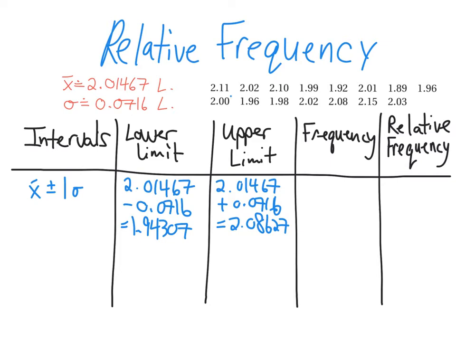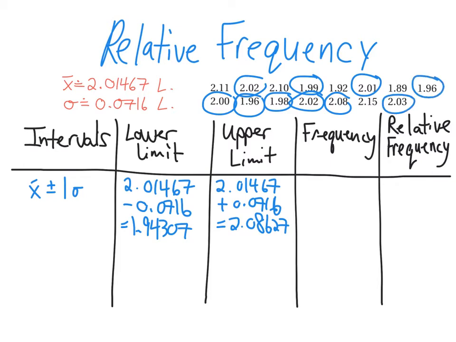So 2 is in the interval, 2.0, 1.96, 1.98, 2.02, 1.9, 1.92 is lower than the limit, so it's not included. 2.08's included, 2.01's included, 2.15 is larger, 1.89 is smaller, 2.0203 is included, and 1.96 is included. So that's 1, 2, 3, 4, 5, 6, 7, 8, 9, 10 pieces of data. That's a frequency of 10 in this interval.